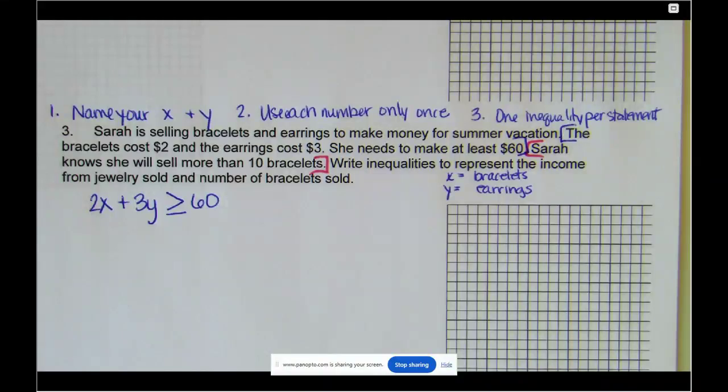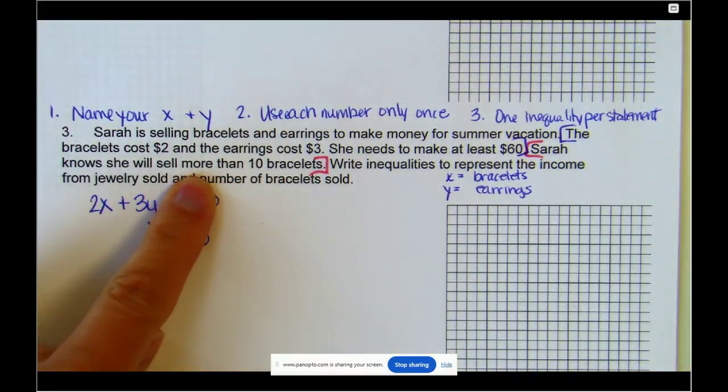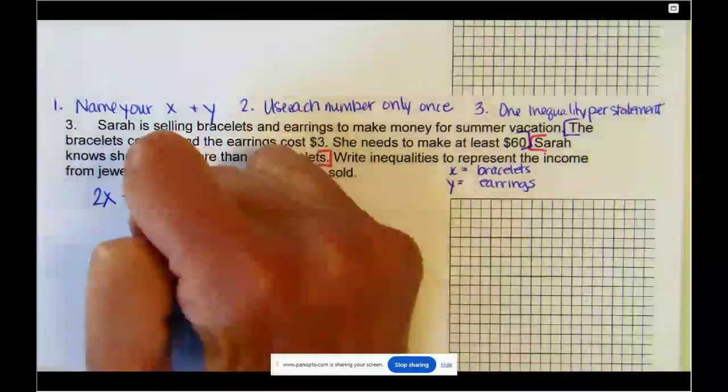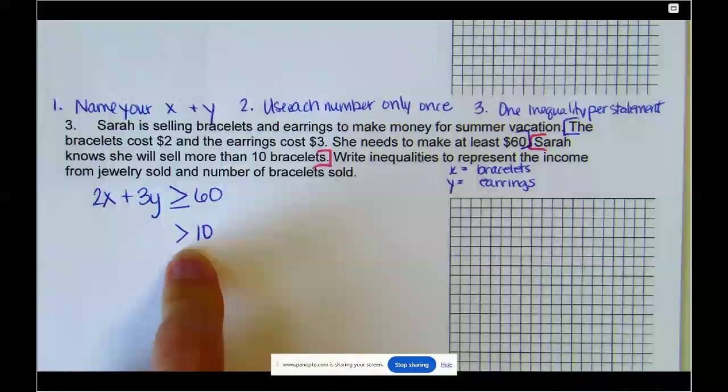So that statement, Sarah knows she will sell more than 10 bracelets. Let's first of all write down the 10. That's the total. It's more than 10, so that's greater than. Is it equal to? No, because it straight up says more than 10. It doesn't say 10 or more. That would be different. 10 or more would be equal to. More than 10 is greater than.